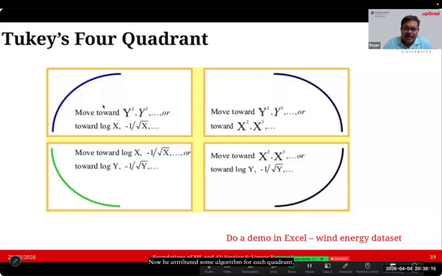Here I attributed some algorithms for each quadrant. There is no need to remember what kind of algorithm. The idea is, let's say I want to make this curve in the second quadrant look like a straight line. What should we do? Pull it along the y-axis. If I pull it along the y-axis, each point would go up like a straight line.